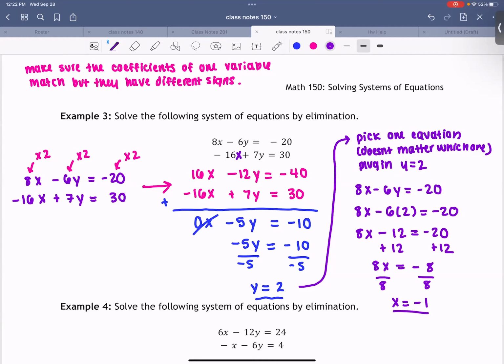Okay. So many ways you could write your answer. I would totally accept circling the x and the y as my answer. That's totally fine. Some people like to write their answer in an ordered pair where the x goes first and the y goes second. So -1, 2 is also a way to write your answer. But I am fine with circling the x value, circling the y value, and being done. Any questions on example 3?